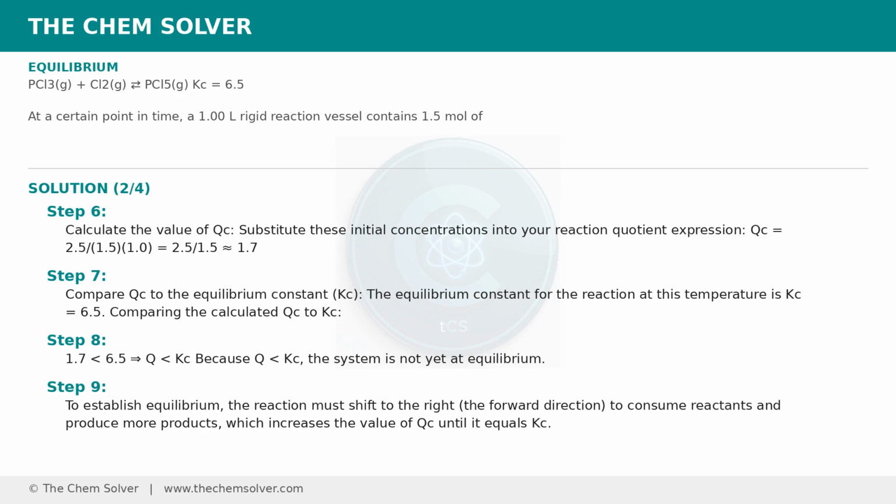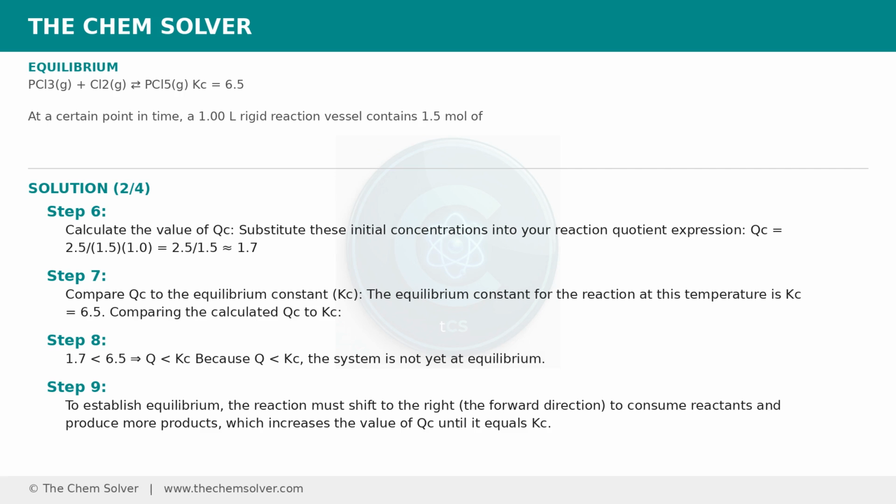Calculate the value of QC. Substitute these initial concentrations into your reaction quotient expression. QC equals 2.5 over 1.5 times 1.0, which equals 2.5 over 1.5, approximately 1.7.